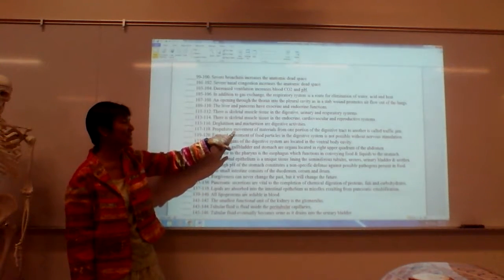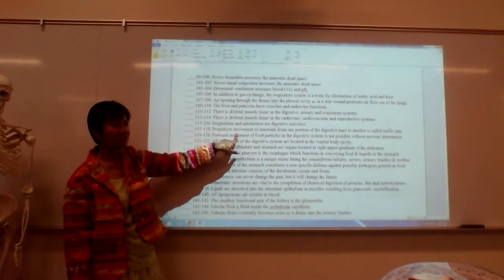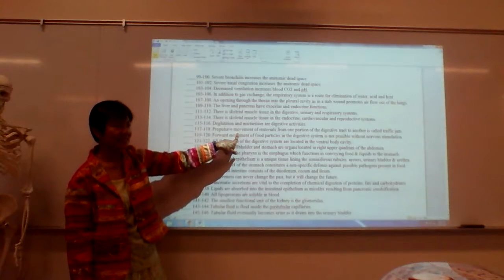False. Propulsive movement of materials from one portion to the other is called fracture? That's false. It's obviously false. What is it called? It's called peristalsis, right?